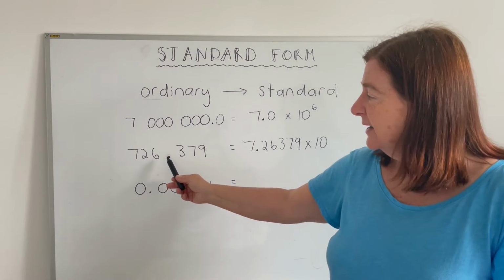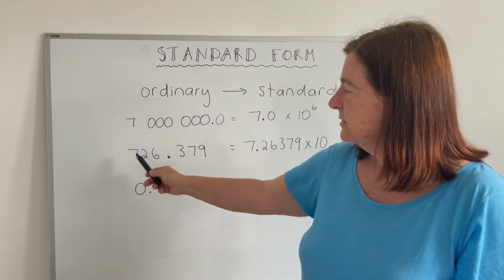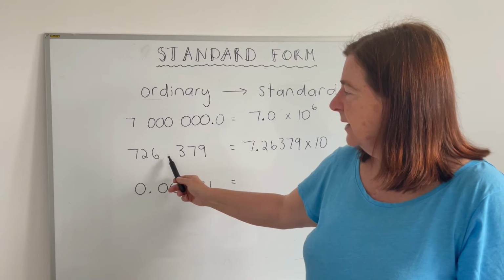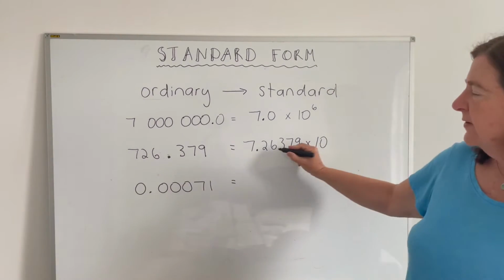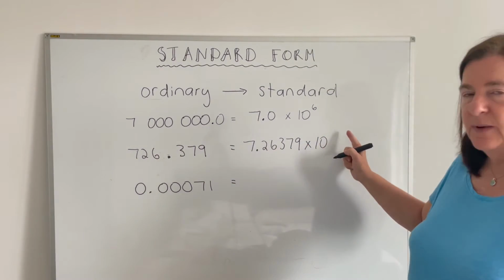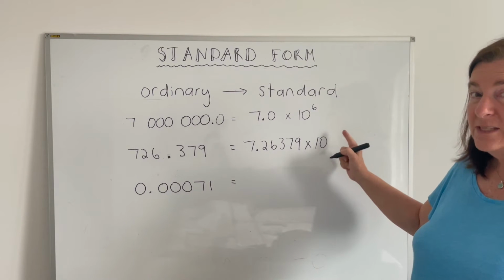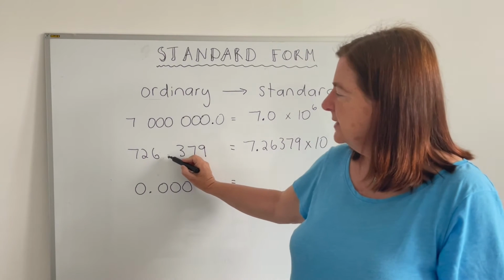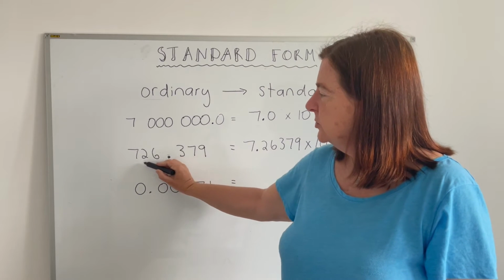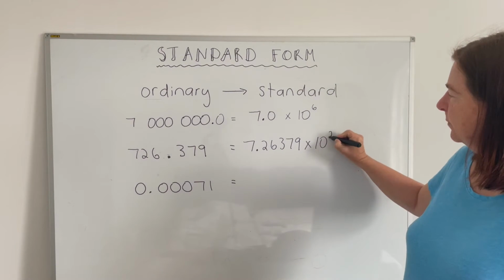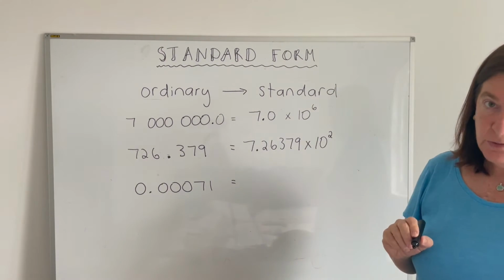So I've made that number essentially smaller because 7.26 has become 7.26. So if I've made the number smaller, the index must become bigger, or must be positive. So how many places have I moved it? 1, 2. So the index is going to be positive 2. Look at the third one.